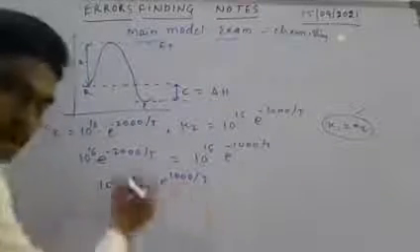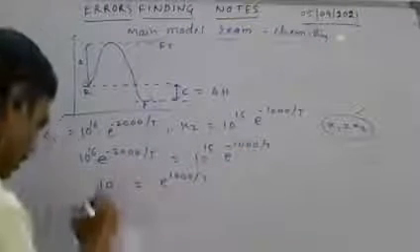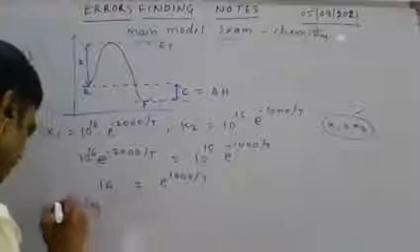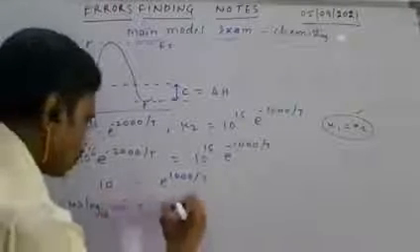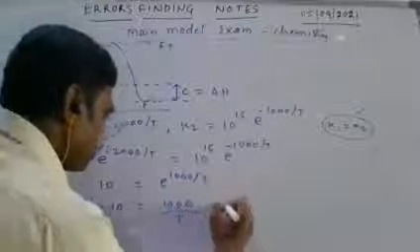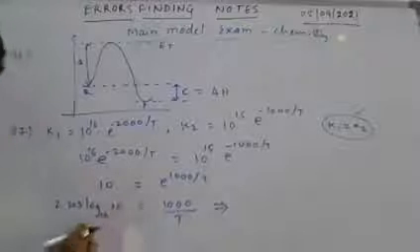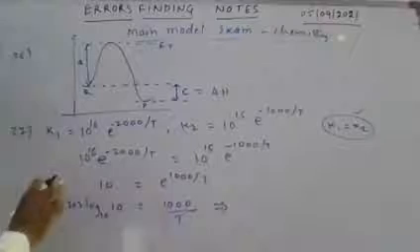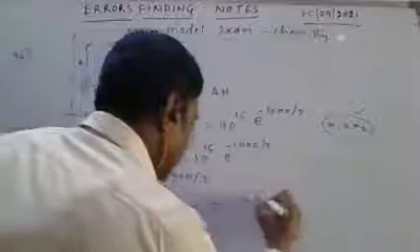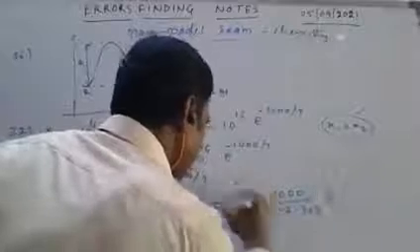From this, apply log on both sides, natural log and then log base 10. So 2.303 log base 10 of 10 is equal to 1000 by T. Here log base 10 of 10 is 1. The 2.303 goes to the denominator and T to the numerator, cross multiplication. Temperature is equal to 1000 by 2.303 kelvin.